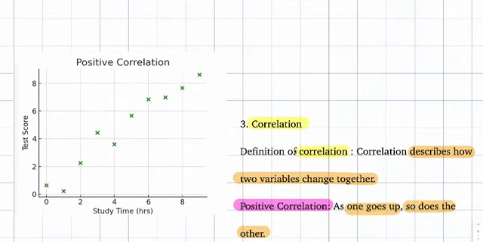Positive correlation. As one value goes up, so does the other value. And correlation is describing how two variables change together. So in this case, test score and study time, there's a positive correlation. As the study time goes up, the test score also goes up.